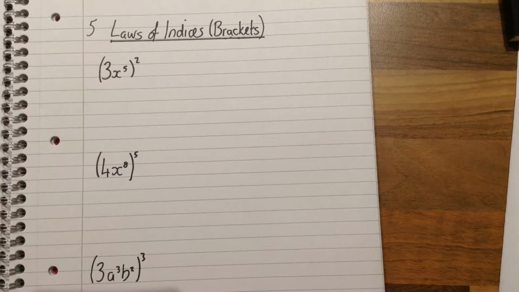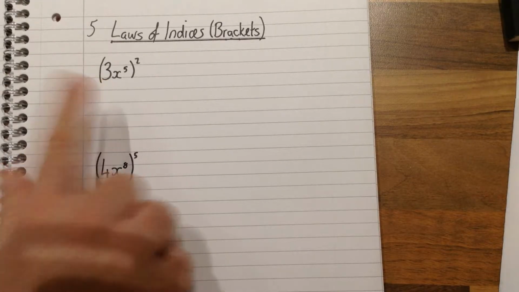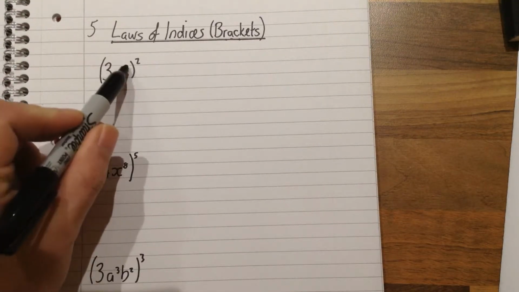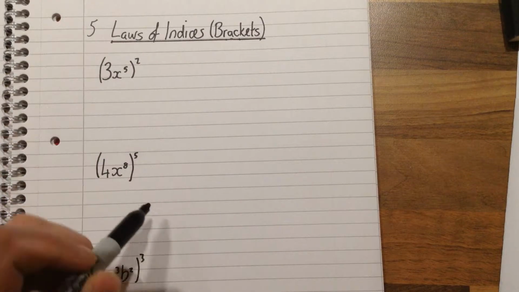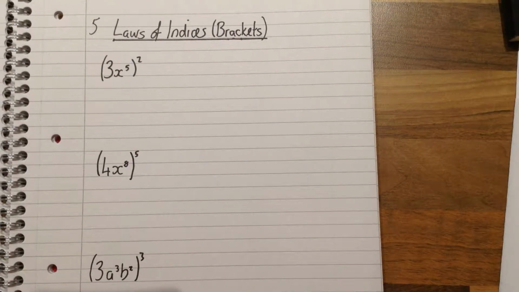This lesson we're going to look at laws of indices, but this time with brackets. So if you can get your title, grade and date into your books, let's have a quick look at how to do these. So here, our first question, we've got 3x to the power of 5 inside some brackets. And then on the outside, we've got a little squared.